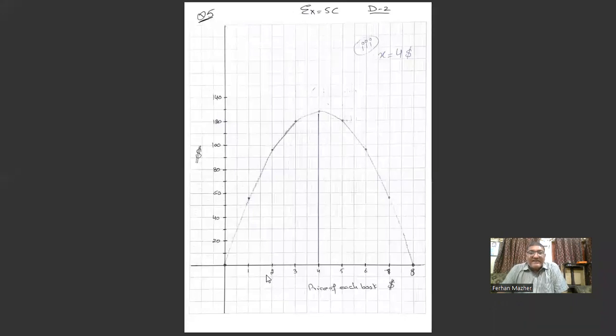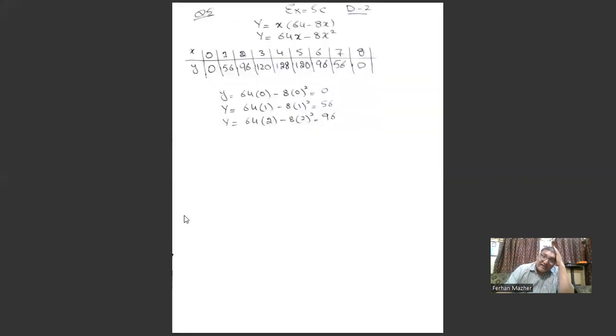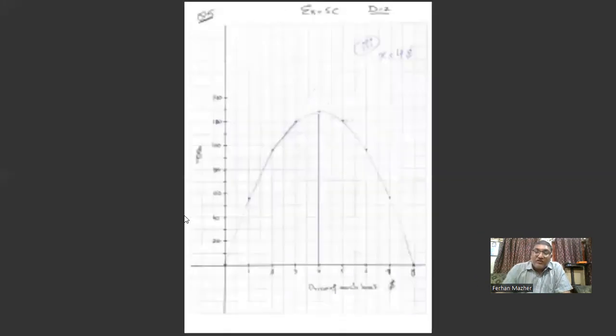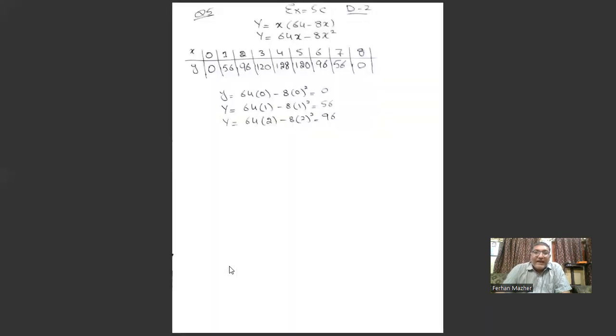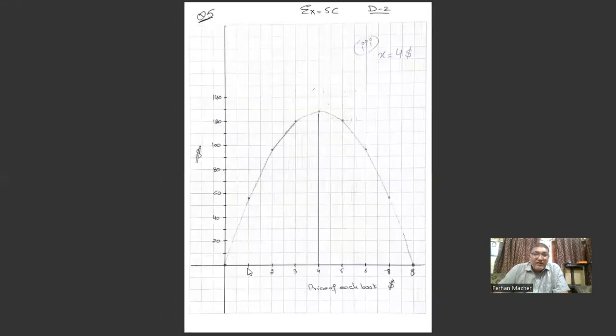On the x-axis, I have taken 2 centimeters to represent 1, so it will be 1, 2, 3, 4, 5, 6, 7, 8. On the y-axis, you have 1 centimeter representing $10, so 2 centimeters represent $20. So now I will use that table. At 0, I will put a dot of 0, and at 1, I will put a dot of 56.